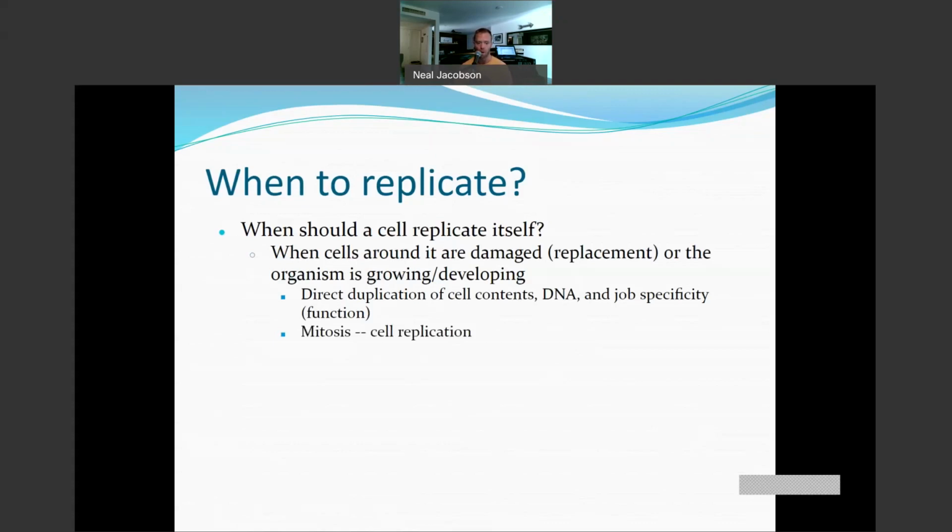The type of replication process it goes through would be mitosis. And so mitosis is making identical copies of the same cell. That's a way to think about it.